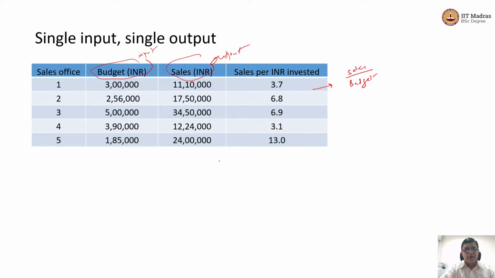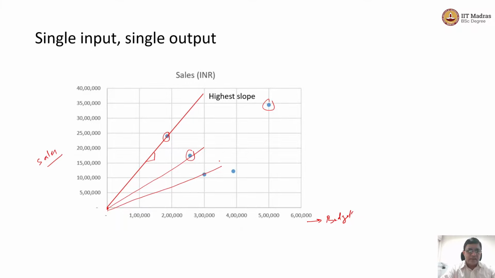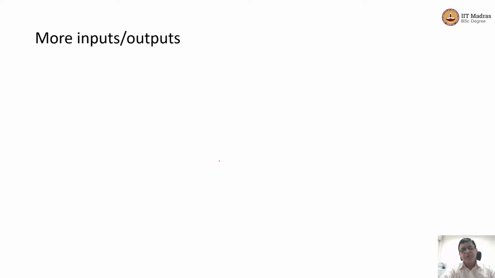Single input, single output. Single input was budget, single output was sales, and a simple calculation of the ratio of sales divided by budget. Unfortunately, as we have discussed earlier, things are not this easy. Things are generally complicated. Sometimes we have more inputs, sometimes we have more outputs. Most often we have more inputs and more outputs.